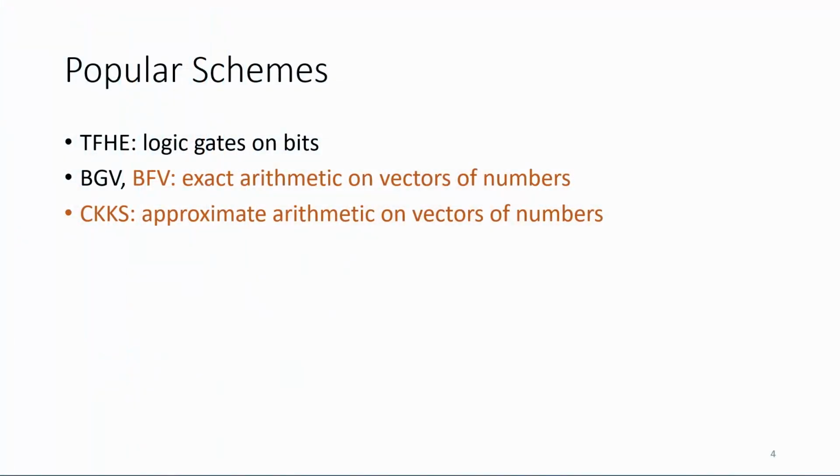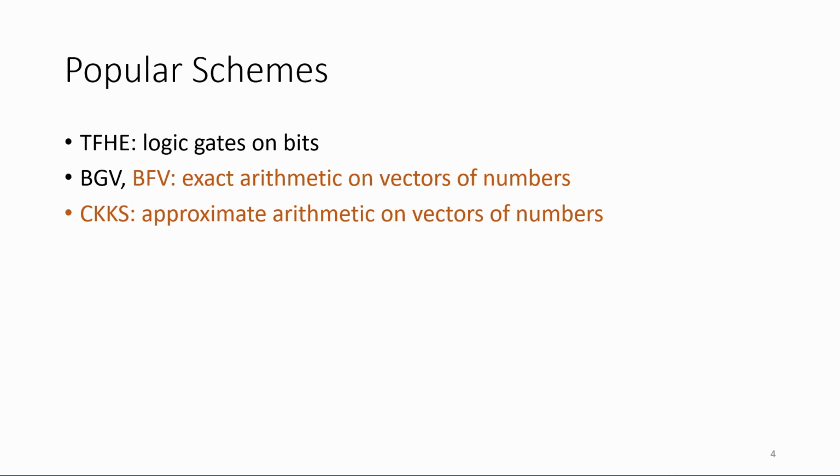And there are a few popular schemes. These are the most efficient schemes nowadays. I think some of you have worked on TFHE-related schemes. They focus on logic gates on bits. It's like redesigning a logic circuit. That's one scheme. And then we have BGV and BFV.